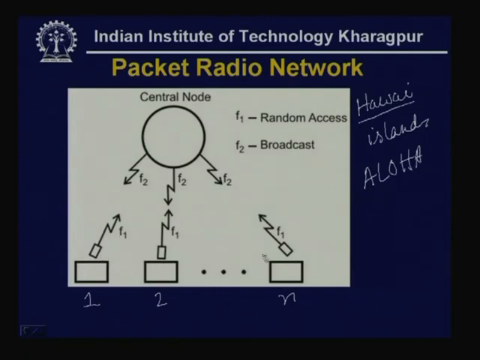Each of these stations can transmit by using an uplink frequency F1, which is random access, shared by all the terminals. On the other hand, the central node retransmits whatever it has received from all other stations by using a downlink frequency F2, and this is received by all other stations. So, this is the basic environment for which the Aloha protocol was designed.